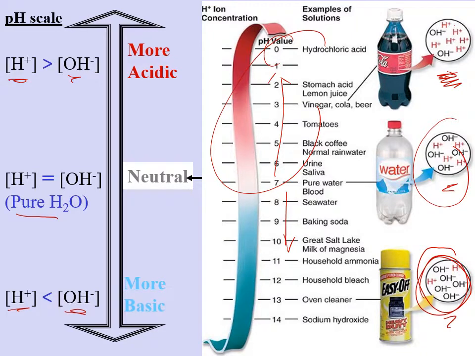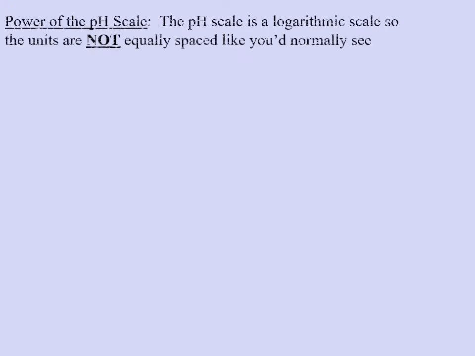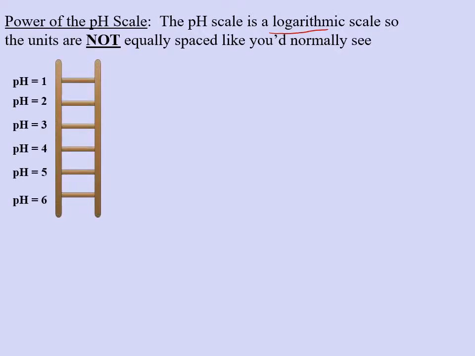That's the basic understanding of the pH scale that they may have introduced to you, hopefully in 8th grade, but I want to take this one step further if we can. The power of the pH scale is that it's actually what we call a logarithmic scale, and I don't necessarily expect you to understand the mathematics behind it just yet, but basically what that means is that the scale is not equally spaced like you'd normally expect. For instance, you might be thinking in your mind that each pH number is more or less equidistant from one another, if you're thinking about a ladder.